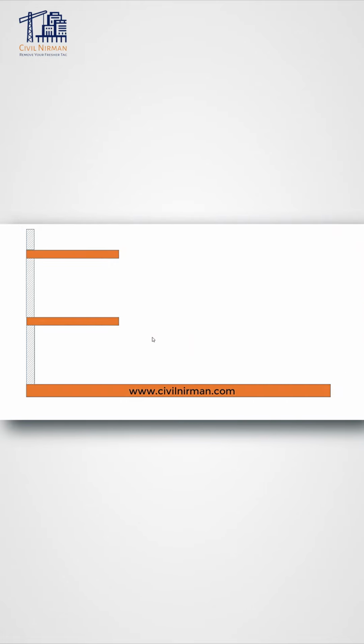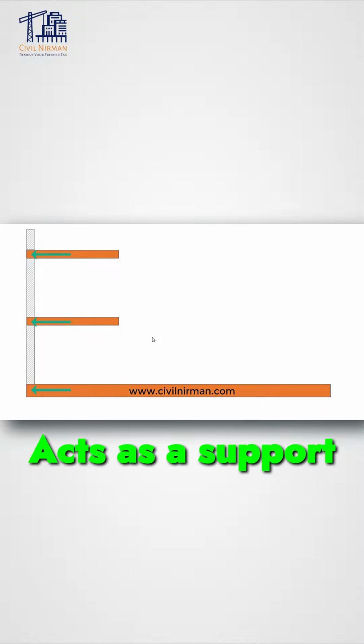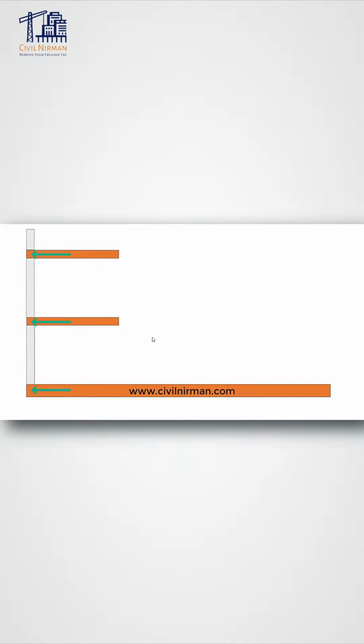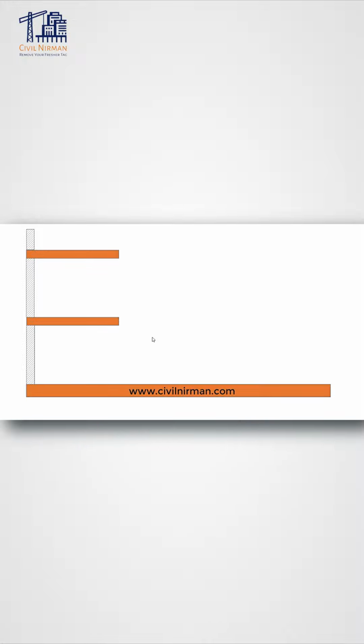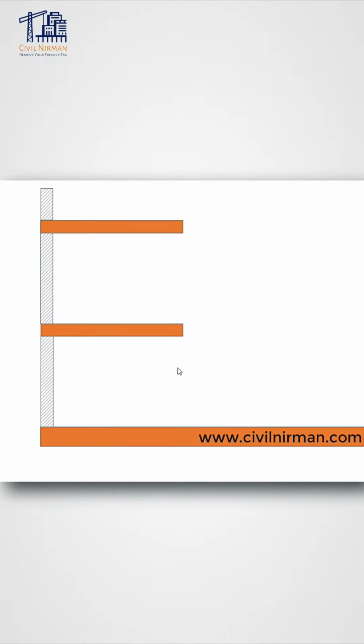See, ultimately a wall is like a vertical beam and each floor junction acts as a support, right? So it's just like a simply supported beam. So half the wall load is transferred to the floor below and half goes to the floor above. Okay, so let's understand this through an example. Let's say for this particular wall, half of the wall load will transfer to your plinth level beam and another half of the wall load will transfer to this.